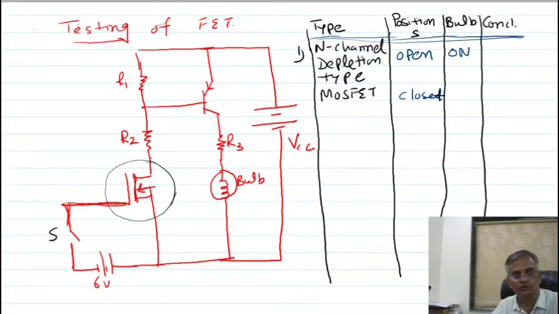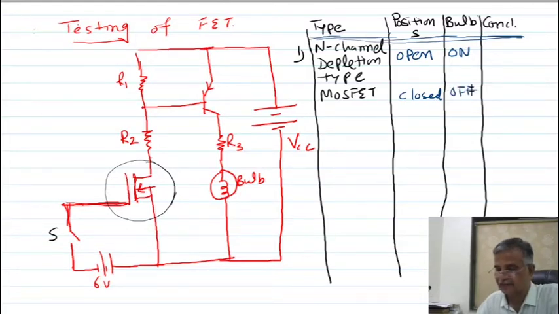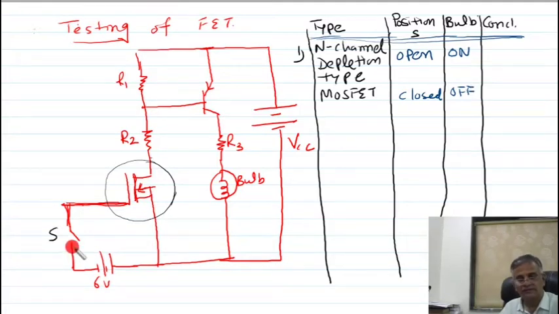If switch is closed, sufficient negative voltage, positive charge are induced in the channel. This does not conduct. Current does not flow, you will not get any base emitter voltage. Transistor does not conduct, bulb will be off. You will get off.